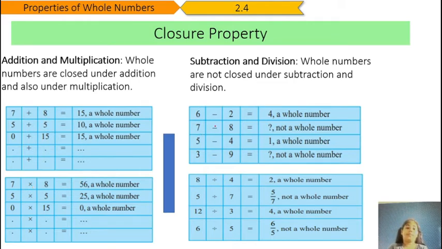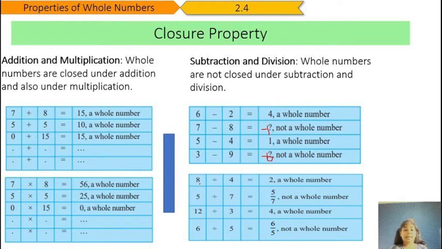Let's see the subtraction and the division side. 6 minus 2 is 4. It is a whole number. As we said before, it may or may not be true. Sometimes it can also be true, like in this case. Let's see our next example, which is 7 minus 8. What is the answer? It is minus 1. And minus 1 is not a whole number because it is a negative number. Next we have 5 minus 4, which is 1, and 1 is a whole number. Our next example on the subtraction side is 3 minus 9. What is the answer? It is minus 6. So it is not a whole number.